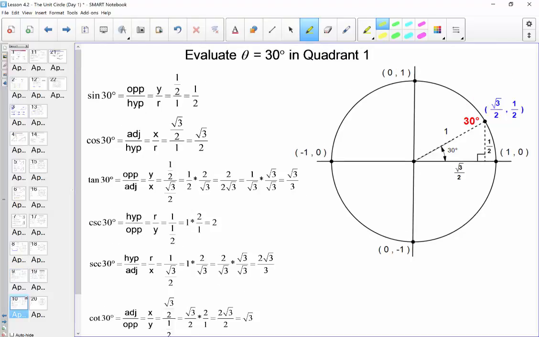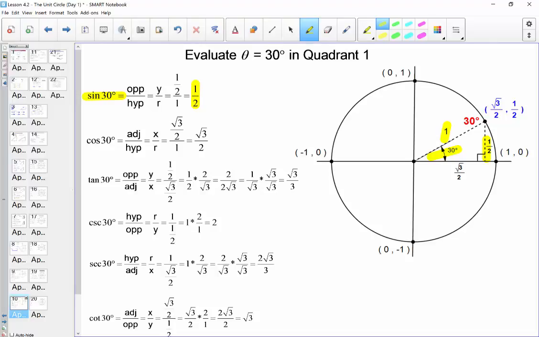Okay, now we're going to evaluate theta equals 30 degrees. So this time we're going to use our 30, 60, 90 triangle because it conveniently fits within the unit circle here, and we're going to evaluate this angle here, 30 degrees. So the sine of 30 degrees equals the opposite side, 1/2, over the hypotenuse 1, which of course is just 1/2.